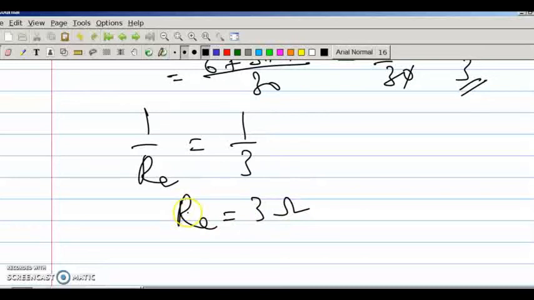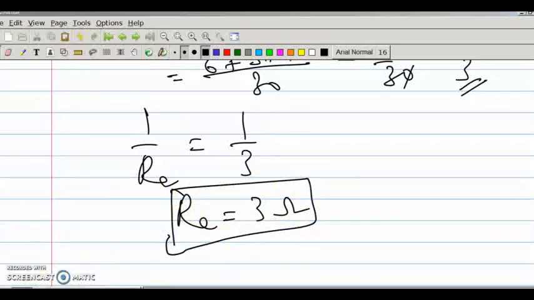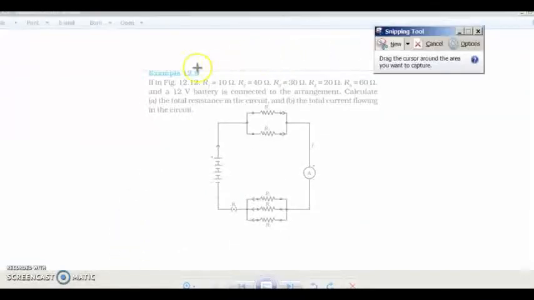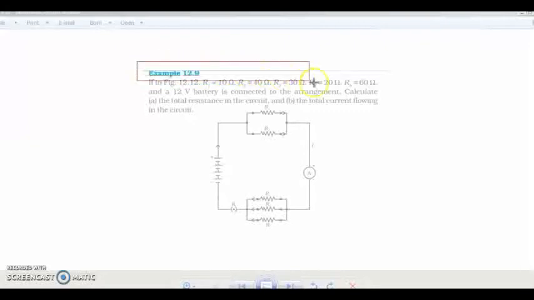So children, that's it. This is the second one. Now we'll work on the next problem, 12.9.